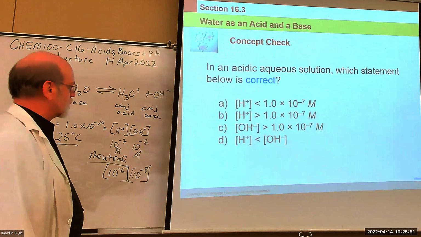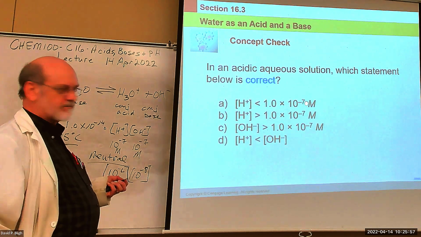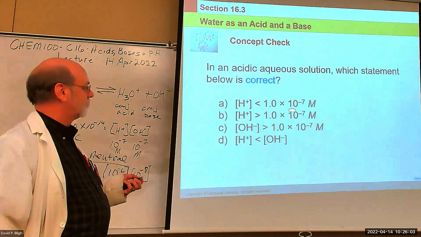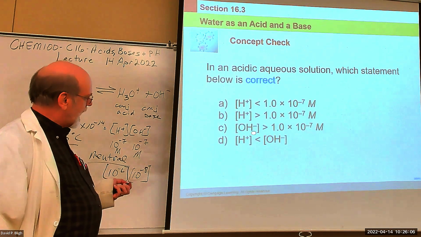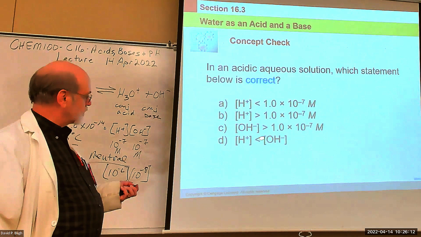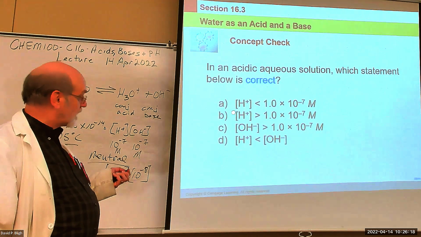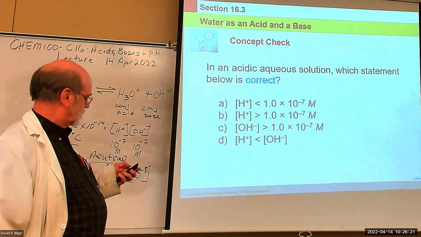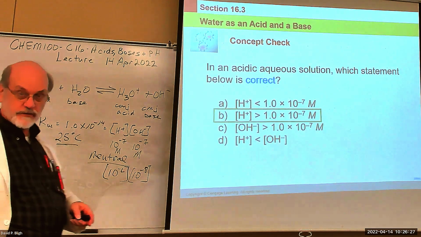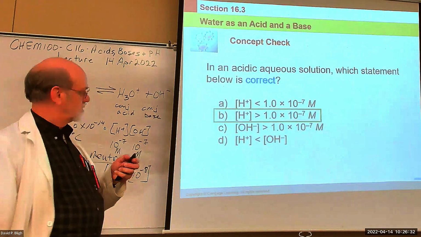In an acid solution, which one of these is correct? Well, let's see. Hydrogen ion is less than that? No. That's basic. Hydrogen ion greater than that? Yep. B is true. Hydroxyl ion greater than that? That would be basic. Hydroxyl is greater than hydrogen. That was also basic. So the only acid here, and the only correct expression, is that one. That is an acid aqueous solution. The others are basic.